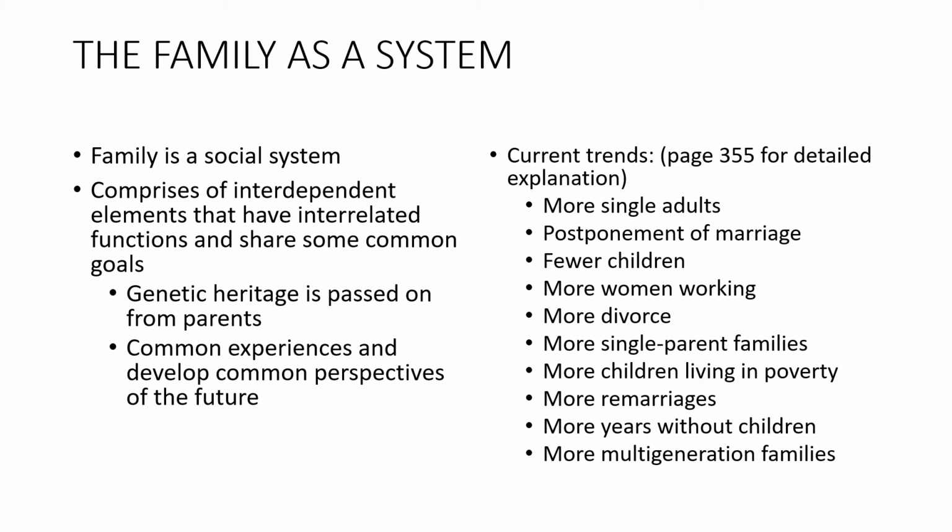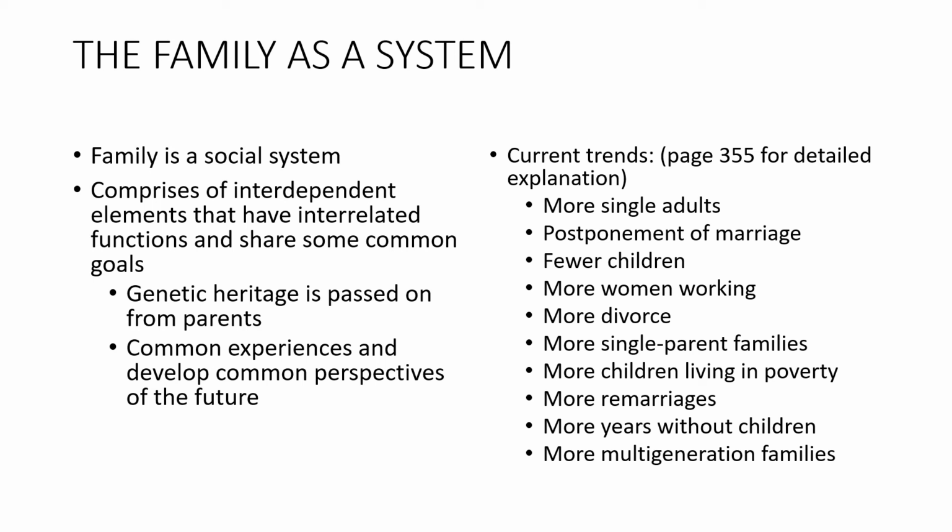There are current trends that are exhibited on page 355 for detailed explanation that talk about more single adults that are existing right now in today's age. A lot of people are postponing marriage, which means they're going to put marriage on the back burner, think about it, but not necessarily do it at 21, 22 years old. They are having fewer children now than ever before.